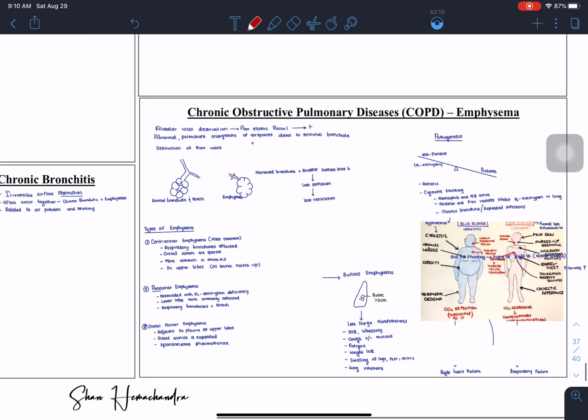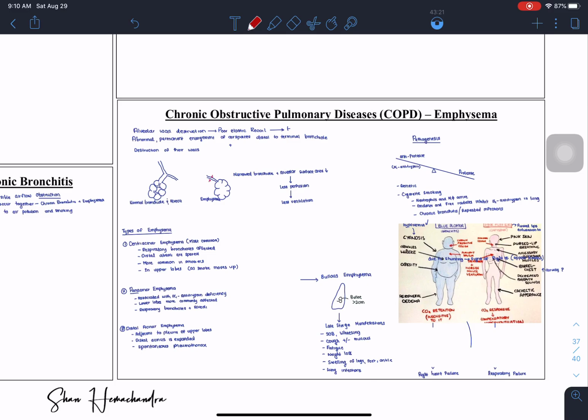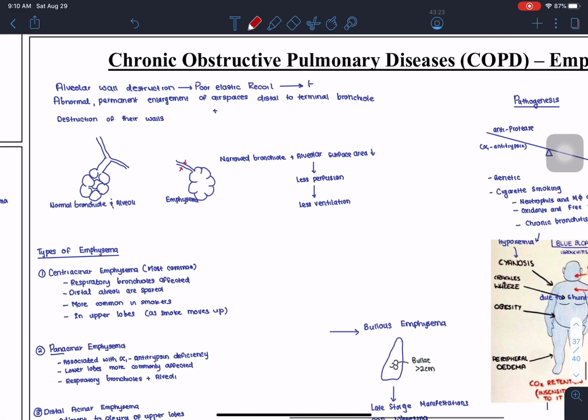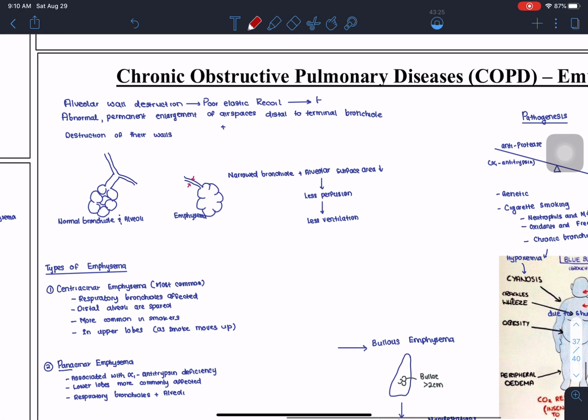Next, we have the other disease of COPD, that is emphysema. First, what is that? There is going to be alveolar wall destruction. The alveolar wall is destroyed. That will lead to poor elastic recoil. So during exhalation, the recoil is not done well. It cannot recoil back to its normal size, and it can lead to collapse of that alveoli.